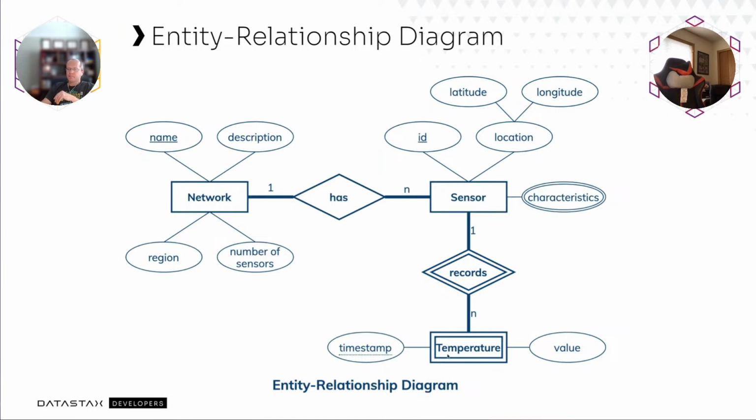The temperature measurement is identified by both the timestamp, which is why it's not underlined by a solid line, so it's a partial key, and the ID of the sensor. In the entity relationship model, this is called a weak entity type, and sensor is a strong entity type, because a weak entity type doesn't have enough attributes to form a key.